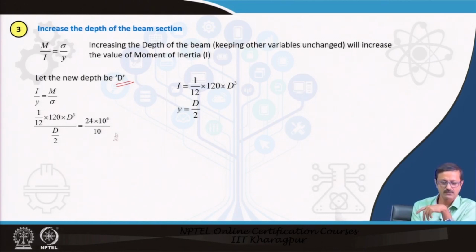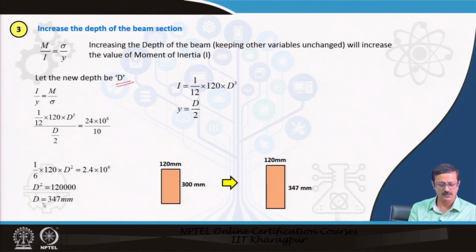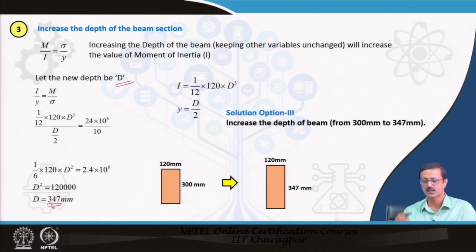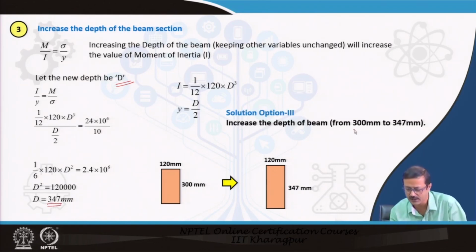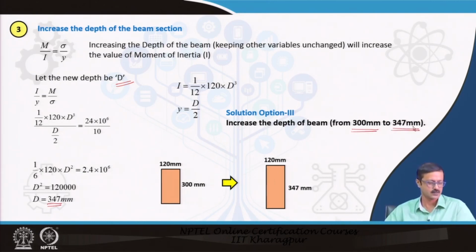So finally I found out the equation and solved for d, and the value of d comes to 347 millimeter. So my third solution option will be to increase the depth of the beam from 300 millimeter to 347 millimeter. So that is also another solution.